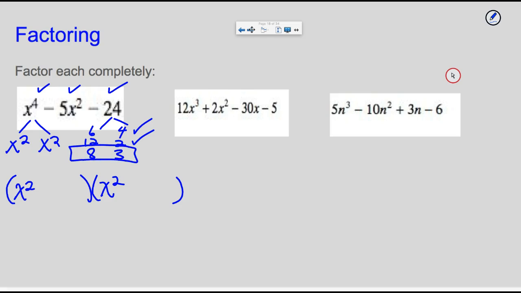They add up to 11 if I don't change a sign. I need them to add up to negative 5. So that triggers a minus 8. I'd go minus 8, and I'd go plus 3. And that would be factored completely. And again, I could check it by foiling it, but I'm not going to.